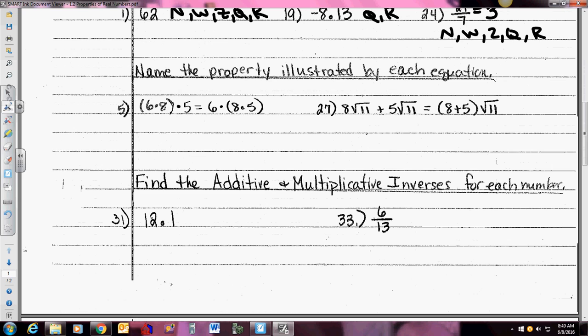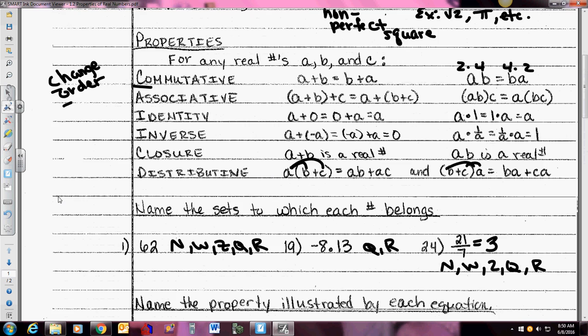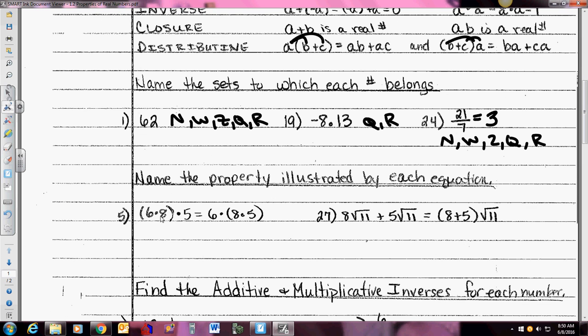Name the property illustrated by each equation. So we're back up at the properties part right here. Okay. So this says 6 times 8 times 5 equals 6 times 8 times 5. The first question I ask myself is, did the order change? 6, 8, 5; 6, 8, 5. No. So what is this not? This is not commutative because the order didn't change. What changed from the left side to the right side? Where the parentheses are located, right? The parentheses were around the 6 and the 8 here, and they're around the 8 and the 5 here.